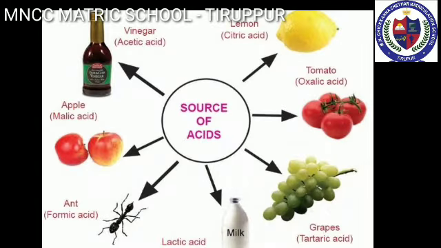Now let's learn about sources of acids. For example, malic acid is present in apple, citric acid is present in lemon, tartaric acid is present in grape, and oxalic acid is present in tomato. Acetic acid is present in vinegar, lactic acid is present in curd, ascorbic acid is present in orange, hydrochloric acid is present in stomach juice, and formic acid is present in ant and bee.